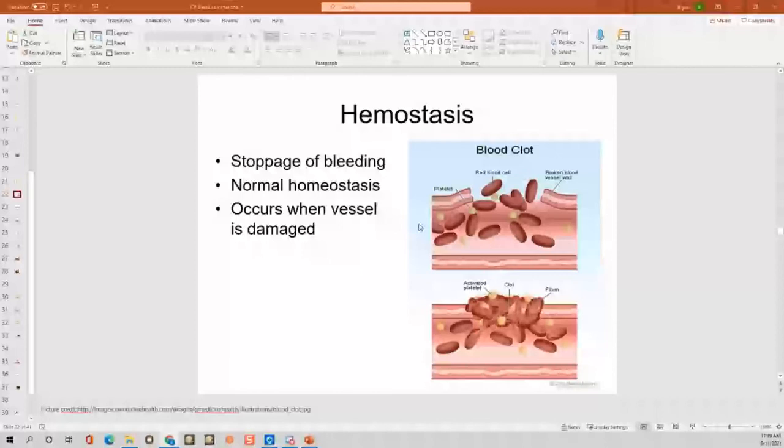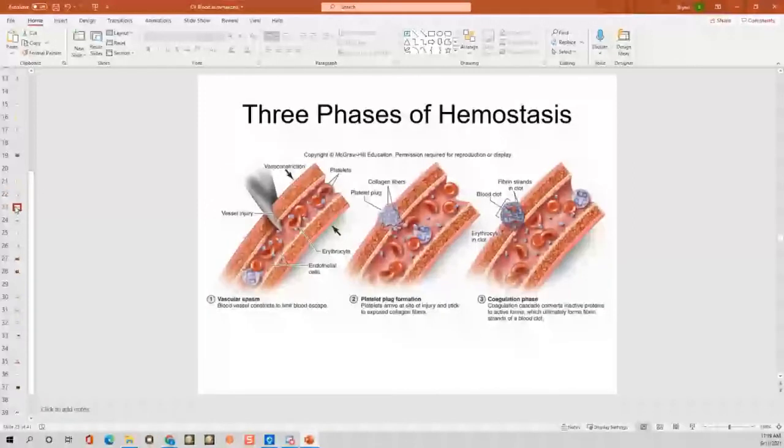Well, there are three phases of hemostasis: a vascular spasm, platelet plug formation, and a coagulation phase. Vascular spasm is just vasoconstriction. If you have a blood vessel injury, what do we want to do to the amount of blood getting to that tissue so we don't bleed out? Let's vasoconstrict. A vascular spasm means that blood vessel shrinks down, squeezes down, and the smaller the tube, the less blood can get through. So that's the first.